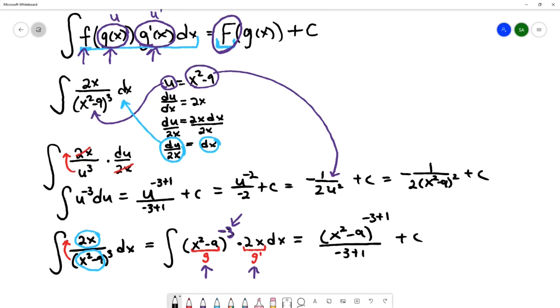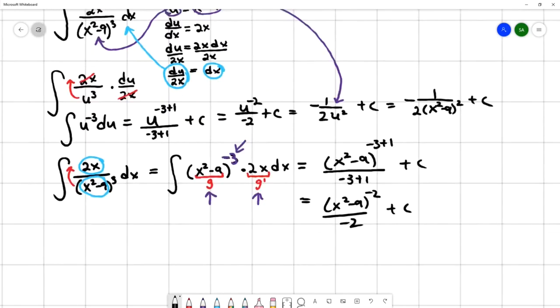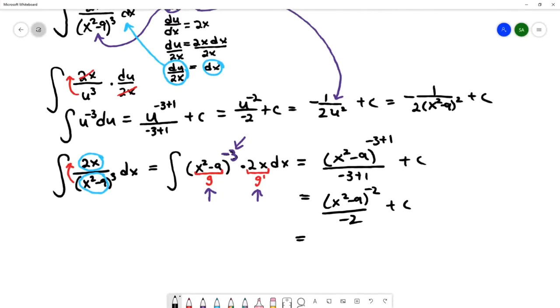And we can simplify that to be (x squared minus 9) to the negative 2 over negative 2 plus c. And we can simplify that again using our properties of exponents to make this negative 1 over 2 times (x squared minus 9) squared plus c. So you can see we get the same answer whether we're using the substitution method or the pattern recognition for the composition of functions.